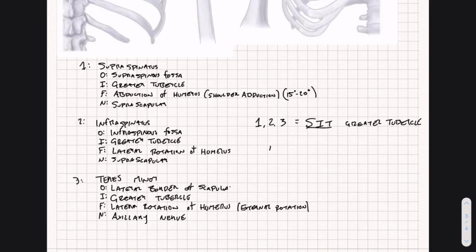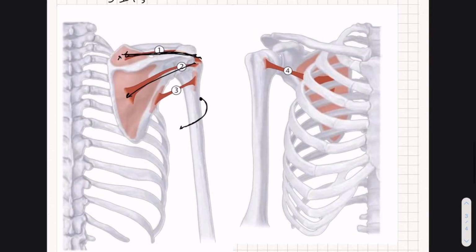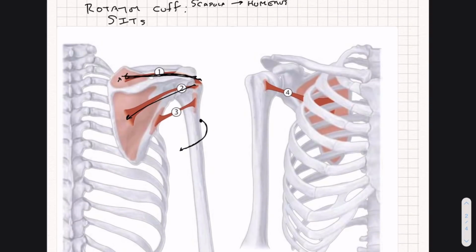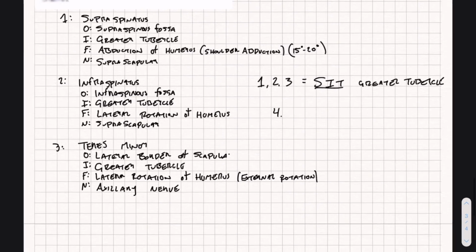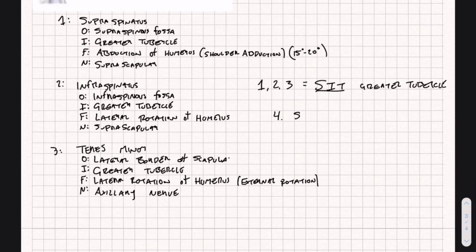Number 4. So number 4 is actually on the opposite side of the scapula. This is all on the posterior. Number 4 is on this anterior surface over here. That is called the subscapular fossa. And the muscle is called the subscapularis.